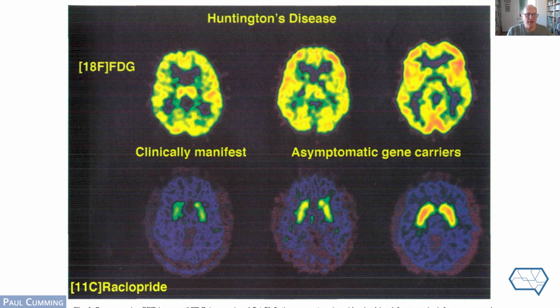Now, looking at the lower part of the figure, you see the corresponding results from the same three individuals with the dopamine marker, carbon-11 raclopride, that shows the abundance or availability of dopamine receptors in the caudate and putamen. In the clinically manifest patient, there's a very substantial reduction in raclopride binding, 50% below what is present in the asymptomatic carriers.